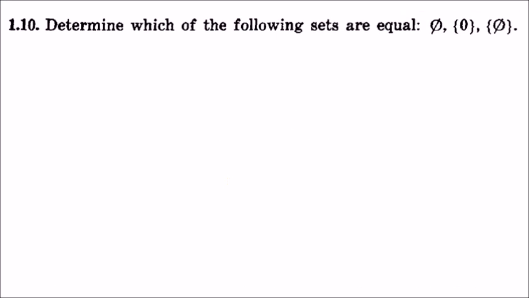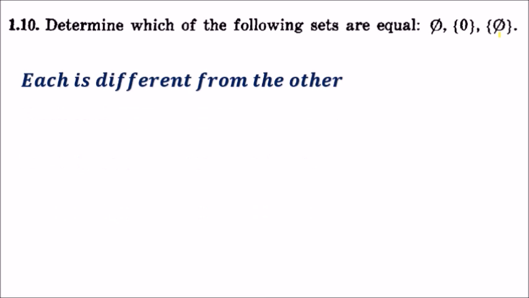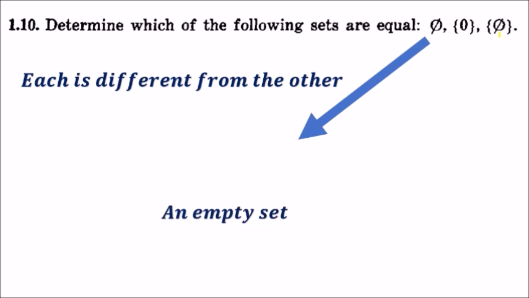Okay, so let's go to problem 1.10. Determine which of the following sets are equal. So we have here three sets. First, this one is the empty set. The second is the set containing element 0. And the third is the set containing another set, which is a null set. So obviously, hindi pare-pareho yung tatlo na yan. So none of these are equal. Each is different from the other.